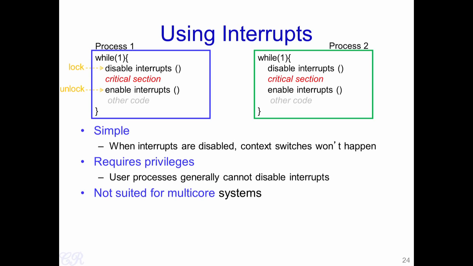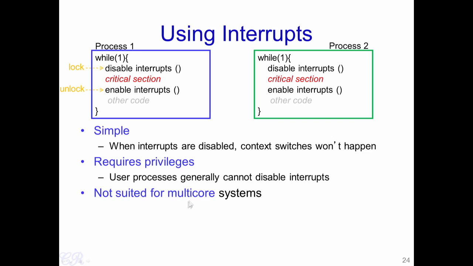However, the limitation of using interrupts is that it requires a higher privilege level. So, normal application programs which run in user space will not be able to disable and enable interrupts in such a way. Therefore, this solution is only applicable for code that runs in the kernel. So, it is only the kernel or the operating system that is allowed to disable interrupts and enable interrupts again. Therefore, this solution is only applicable for operating system code.